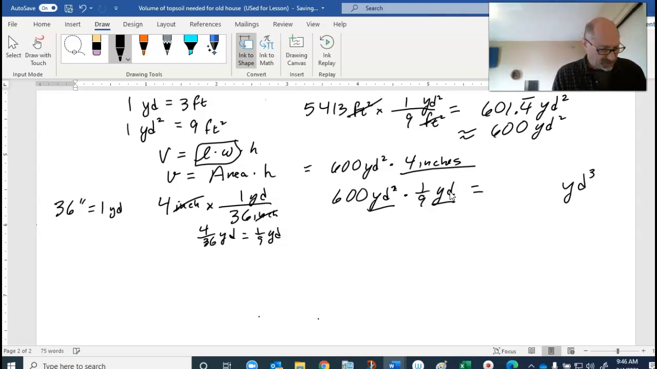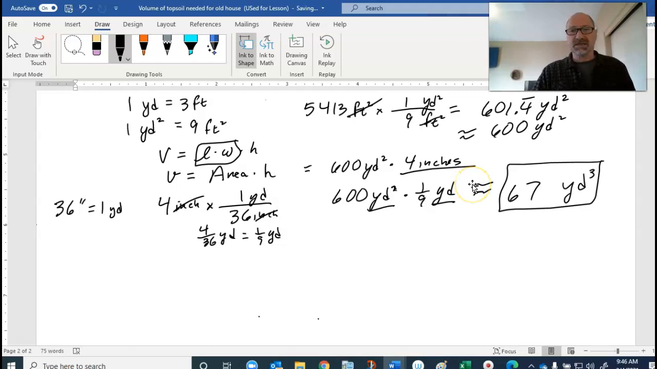So I'm going to keep that 601 in my calculator, divided by 9. And that gives me about 66 point something. It says 66.8. I'm going to approximate that at 67 cubic yards for the volume of topsoil that would be needed for that yard.